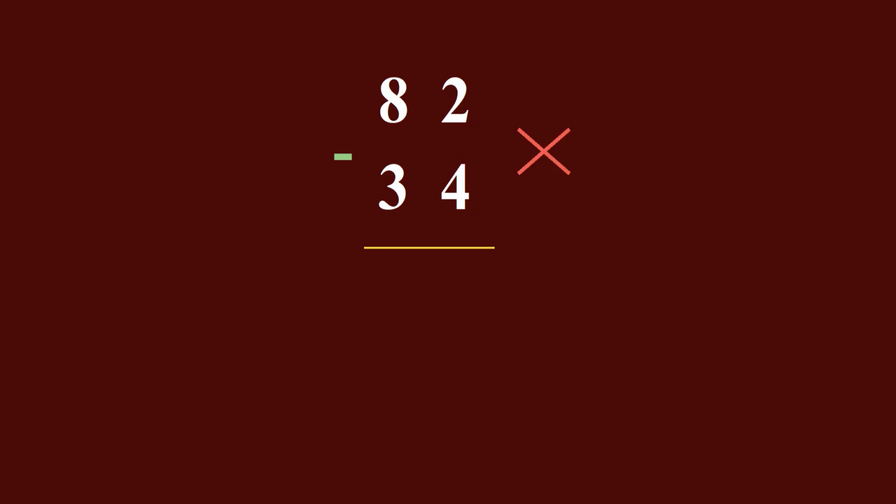2 minus 4. But I can't do it because 2 is smaller than 4. So we must borrow. You go to the 8 in the tens place and borrow 1 from it. So the 2 becomes 12 and 8 becomes 7. Now we have 12 minus 4, which equals 8.